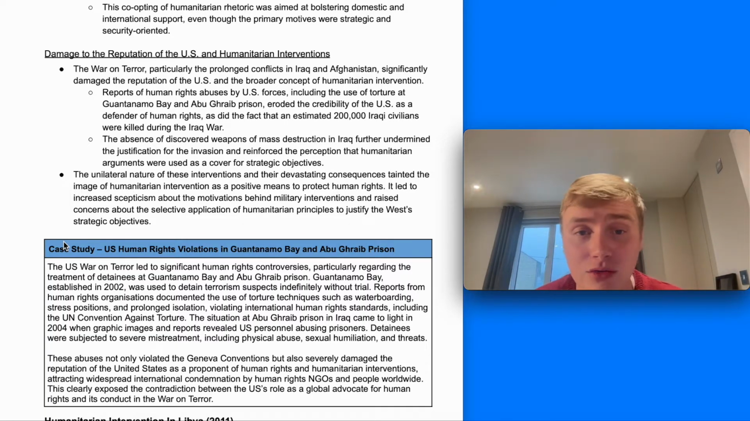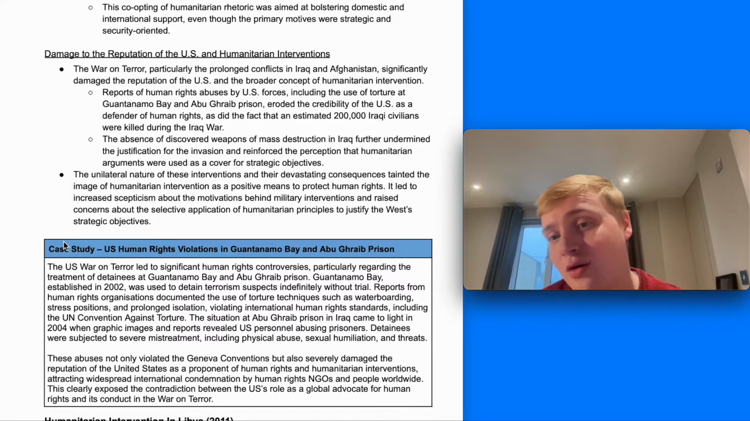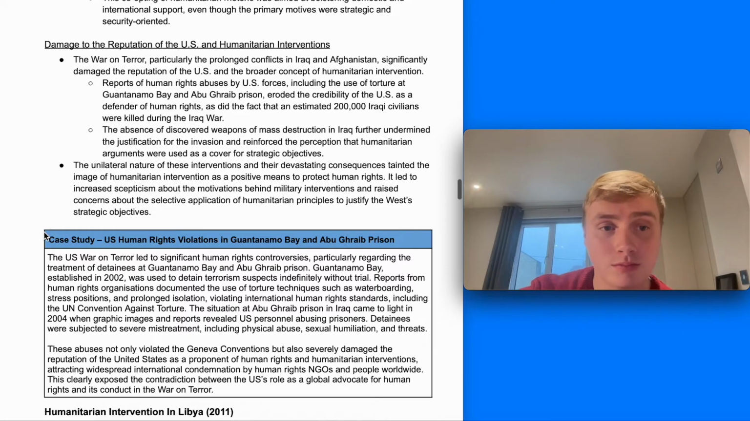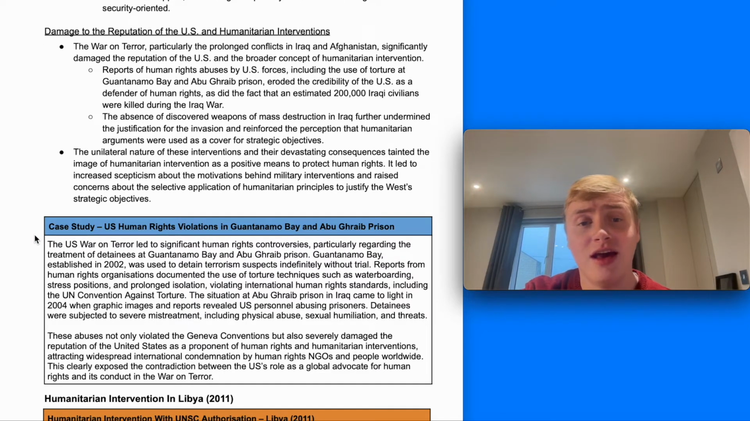An estimated 200,000 Iraqi civilians were killed during the Iraq War, and crucially, there was an absence of discovered weapons of mass destruction in Iraq, which were the US's justification for intervention, which proved to be a lie. And this crucially undermined the justification for the invasion and reinforced the perception that humanitarian arguments were actually used as a cover for their own strategic objectives, including in relation to oil. The unilateral nature of these interventions and their devastating consequences tainted the image of humanitarian intervention as a positive means to protect human rights in the long term, and really damaged the United States' reputation.